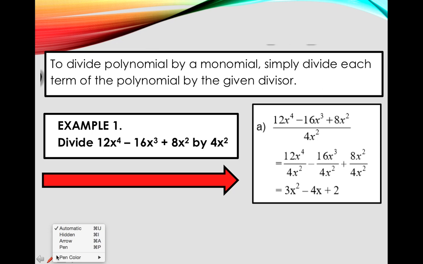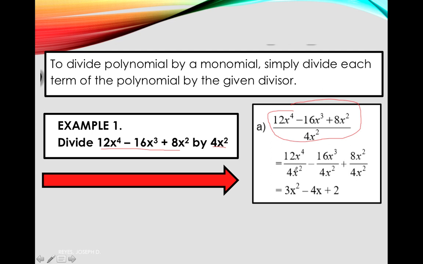So, ang gagawin lang natin dito, isusulat muna natin siya ng ganito, yung ating equation. Ayan. At saka yung 4x squared. And then yung 4x squared, i-distribute lang natin siya sa mga terms. So we have 12x to the 4 over 4x squared minus 16x cubed over 4x squared plus 8x squared over 4x squared.